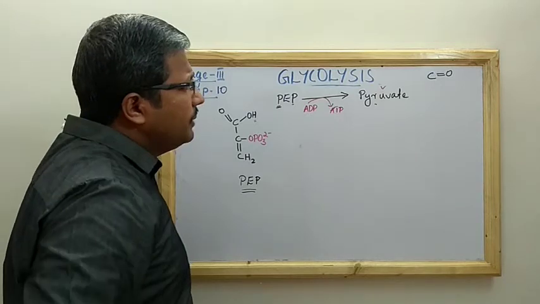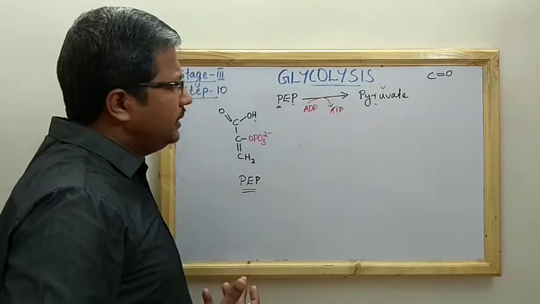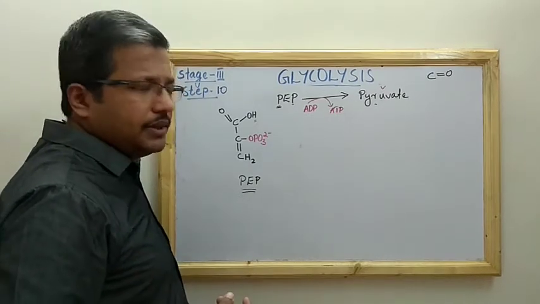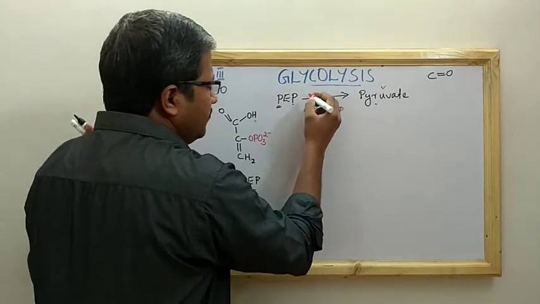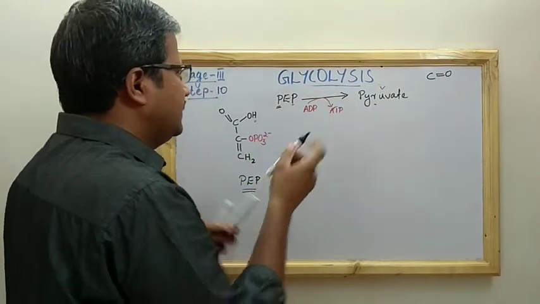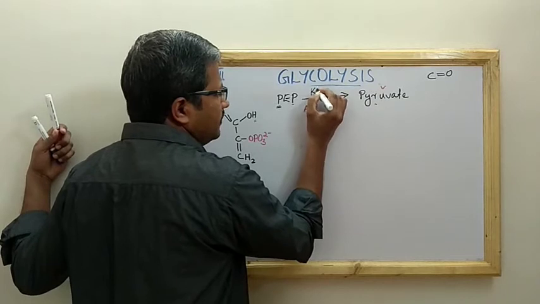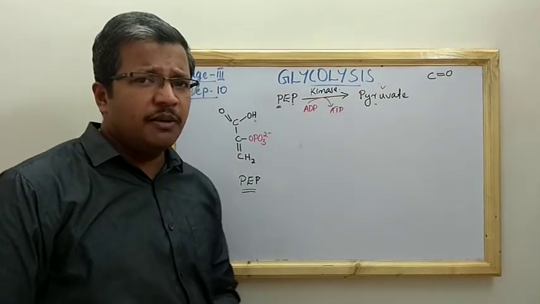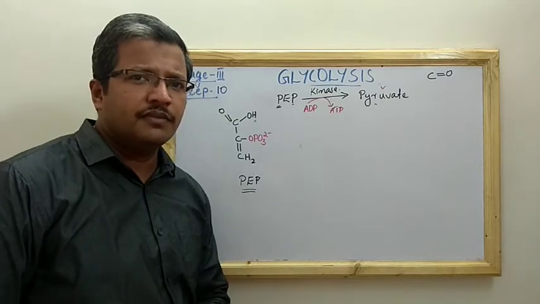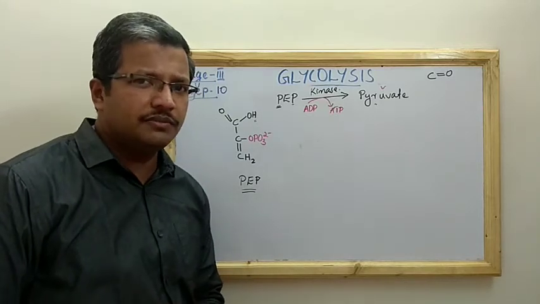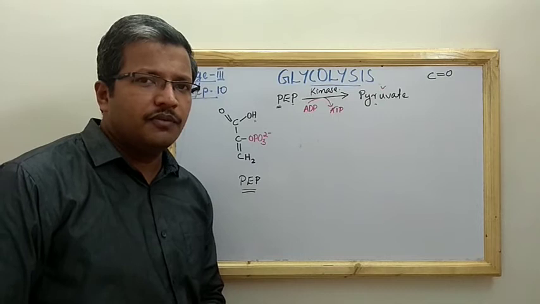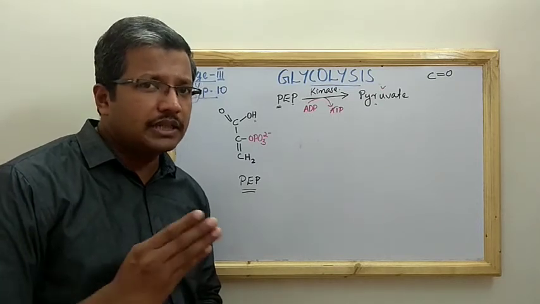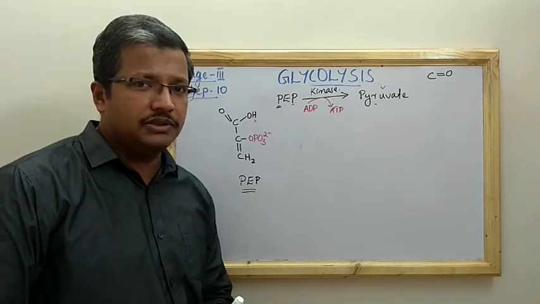Okay, so who will be the enzyme? Which enzyme will be catalyzing this particular reaction? Think in the opposite direction, and it will be pyruvate kinase. So a kinase enzyme will be there. Now, this is an example for what kind of phosphorylation? We have learned it. We are learning that kind of phosphorylation in glycolysis.